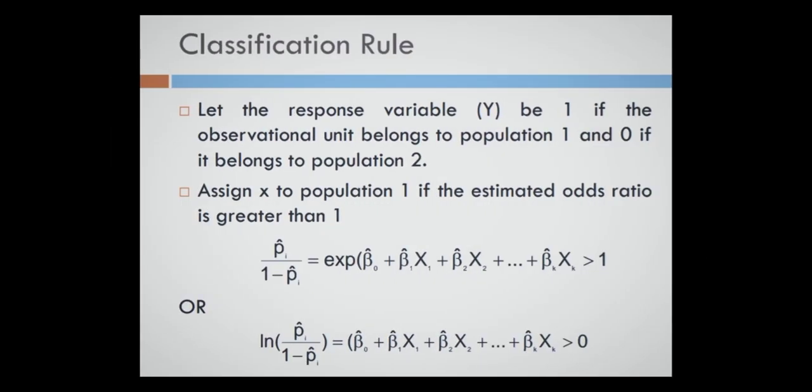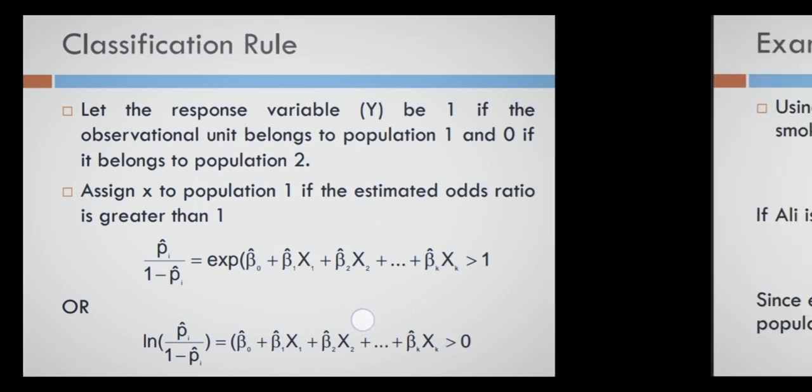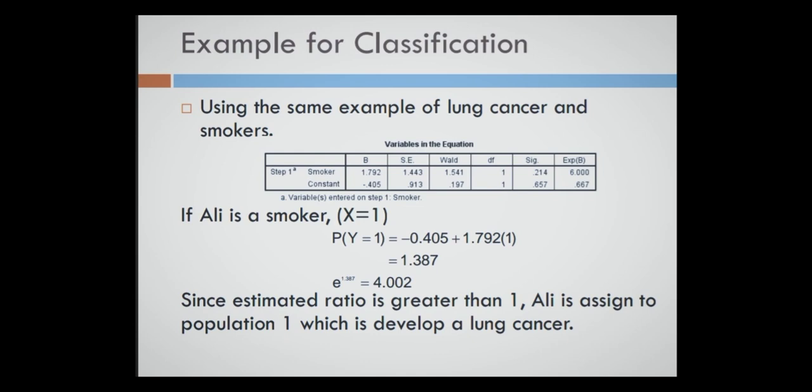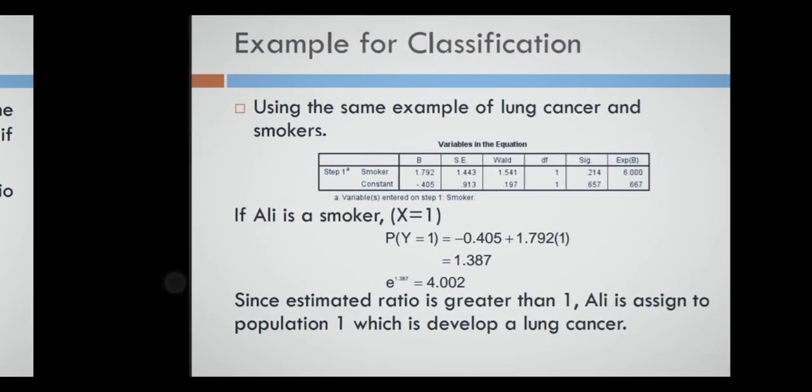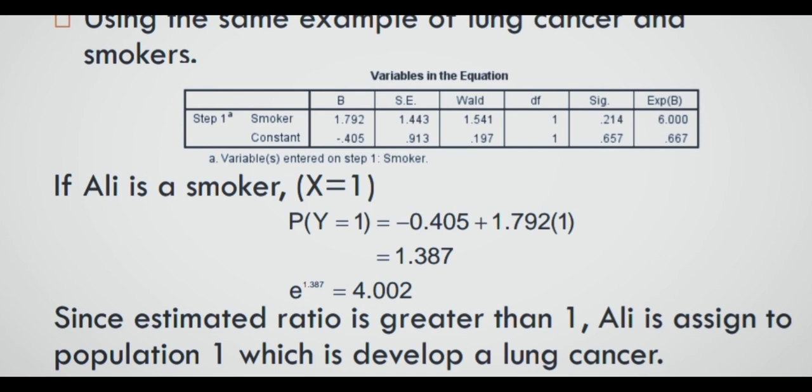Okay, macam mana tadi? When we replace all the X into the estimated function of the logistic and we get more than 0, we will assign that individu, that person ataupun that observation tadi to the first group. Kan, maksudnya kita classify with the group of develop lung cancer. Satu cara lagi kita boleh gunakan exponent ni ataupun the odds ratio. Exponent power of 1.387 here, we will get 4.002, which is greater than 1. So Ali is assigned to the population 1, which is develop lung cancer.